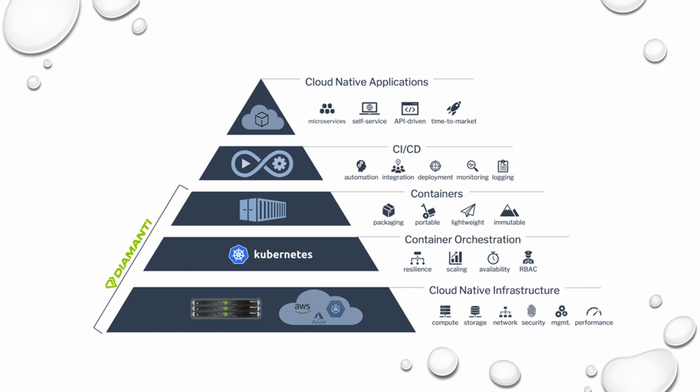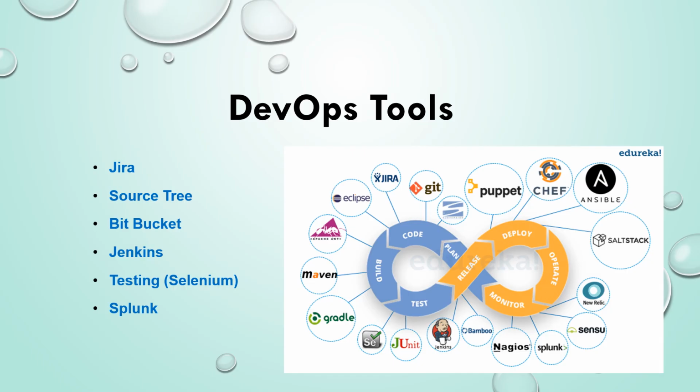Cloud native applications are microservices, API driven. CI/CD or automation, integration, deployment, monitoring, logging. Containers are packaging and portable. Container orchestration or resilience scaling. Cloud native infrastructures are compute, storage, network. DevOps tools are Jira, SourceTree, Bitbucket, Jenkins, testing, Selenium, Splunk.